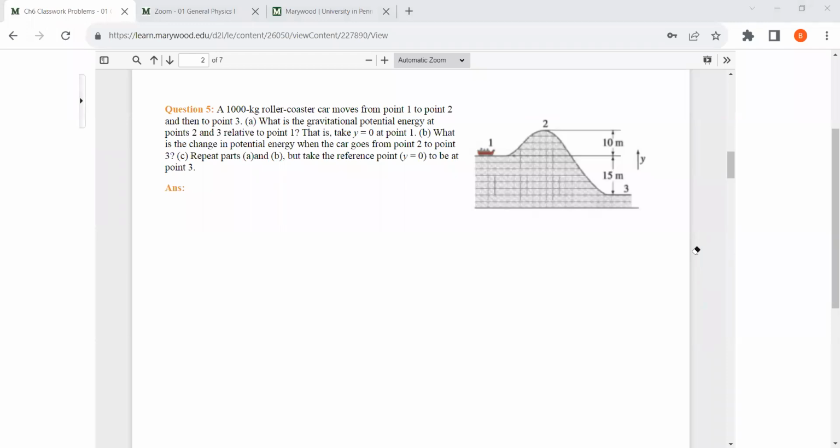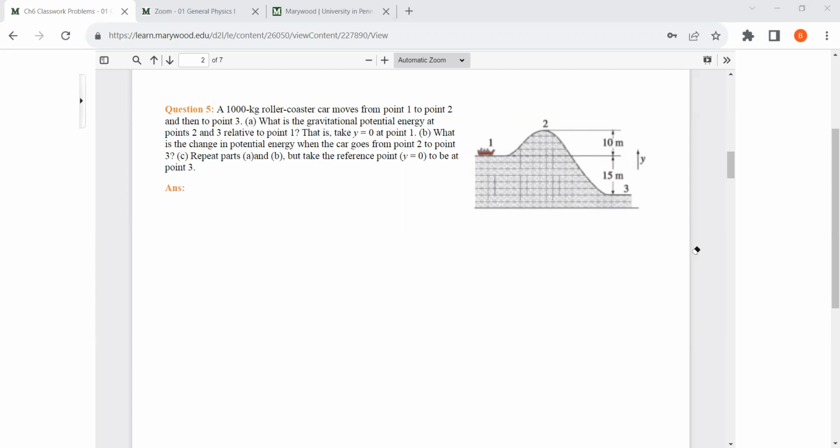Yeah, so in this problem we are going to see that changing the reference point will change the potential energy, but the change in potential energy is still the same. When you change the reference point, the potential energy changes, but the change in potential energy, that means delta PE, is the same. No matter what reference point you are using, delta PE doesn't change.